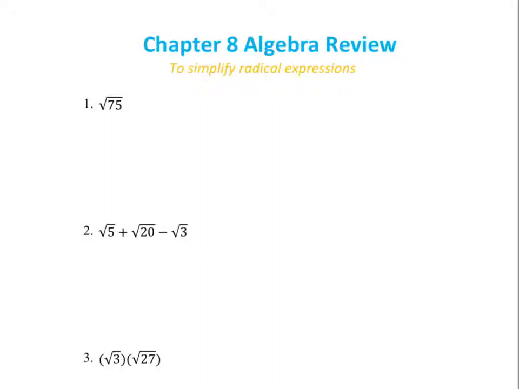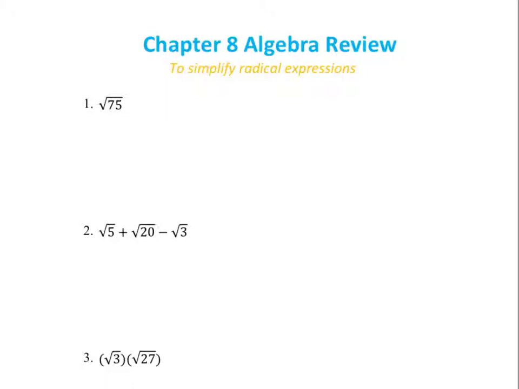Okay, guys, we're going to finish up this chapter with the algebra review. We're just going to simplify radicals, which we've obviously done over and over again this year as well as last year. Hopefully by the end of this, you'll be able to get this down, because next chapter, in chapter 9, you're going to have to do a whole lot of radicals with Pythagorean theorem and things like that. So pay close attention here.